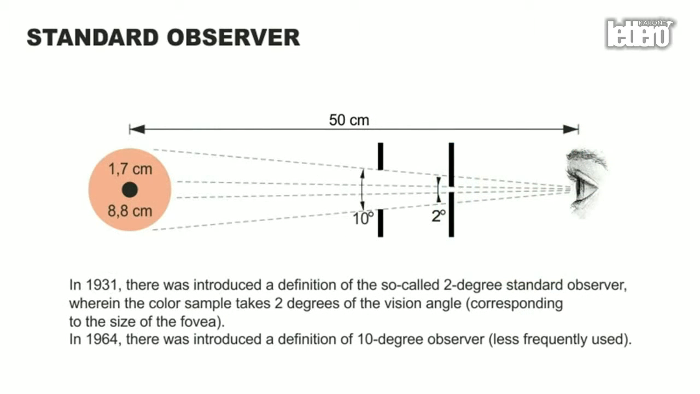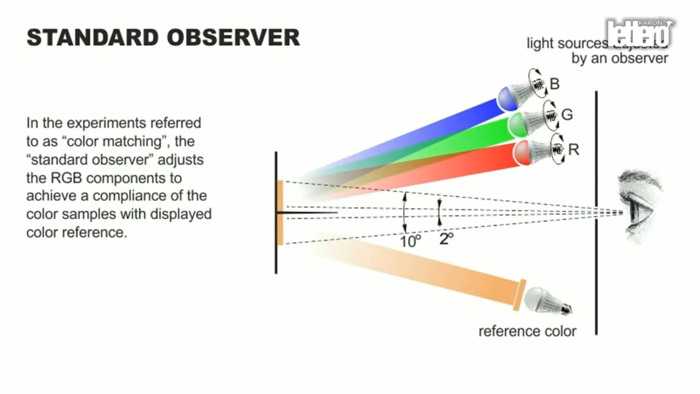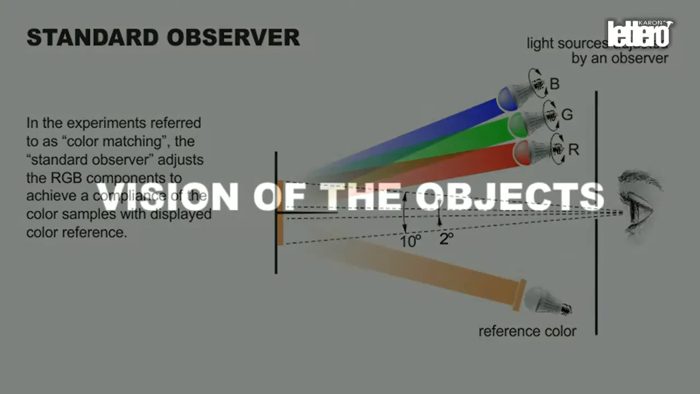In 1931, the definition of a 2-degree standard observer was introduced, in which the colour sample occupies 2 degrees of the vision angle, thus corresponding to the size of the fovea. In 1964, the lesser-used definition of a 10-degree observer was introduced. In colour matching experiments, a standard observer adjusts the ratio of RGB components until they get the sample colour to match the displayed reference colour.